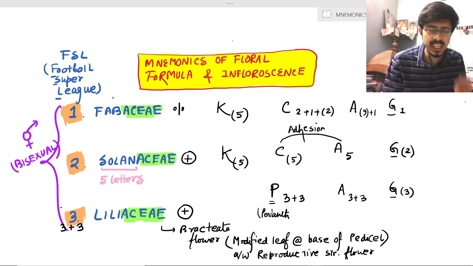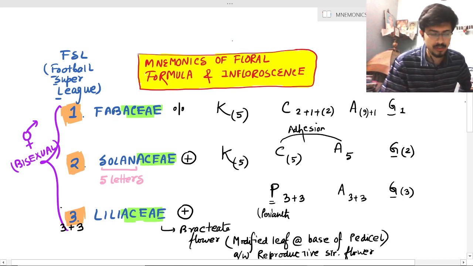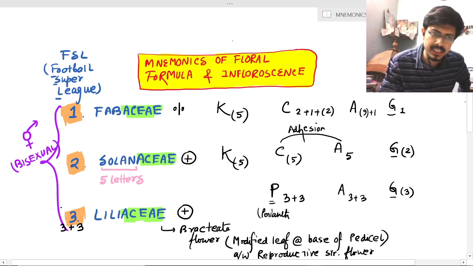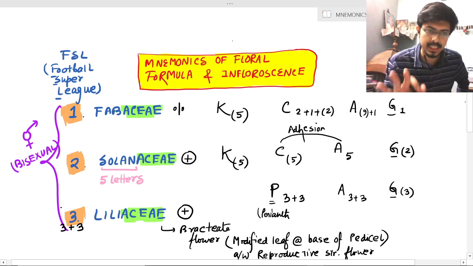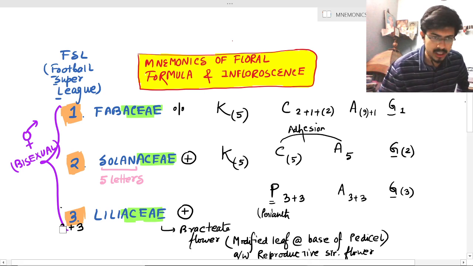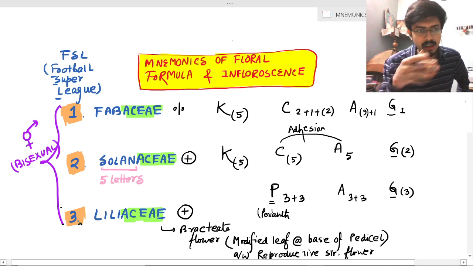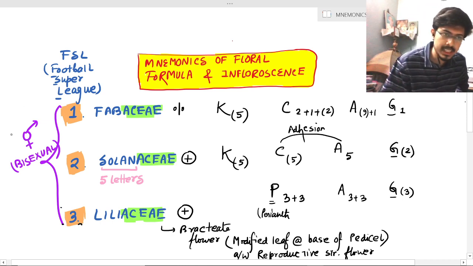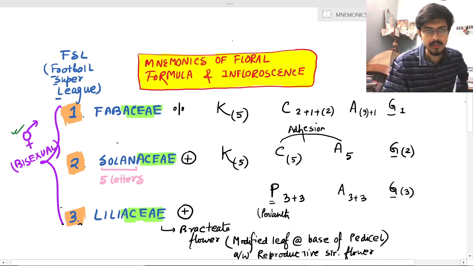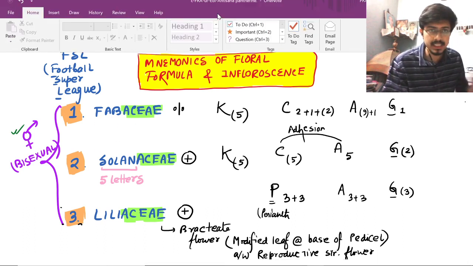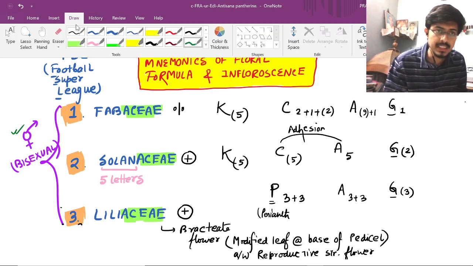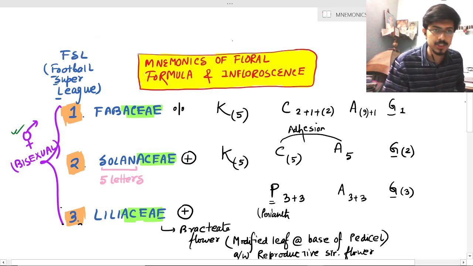So there are three types of families of flowering plants: one is Fabaceae, two is Solanaceae, and three is Liliaceae. Three things you have to remember: Fabaceae, Solanaceae, and Liliaceae. These three types of flowers are bisexual, so this sign represents the bisexuality of the three families. The mnemonic is FSL: F for football, super league, football super league, FSL.